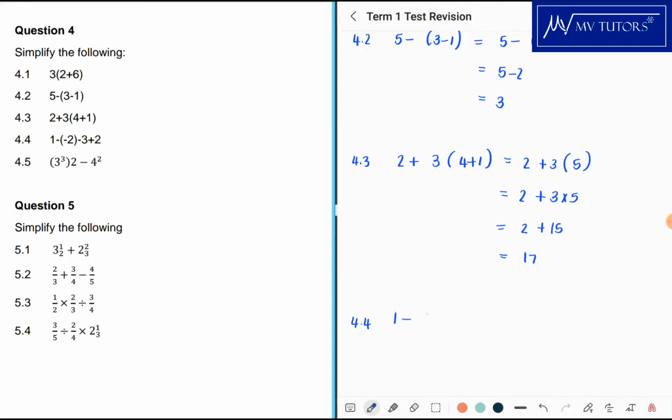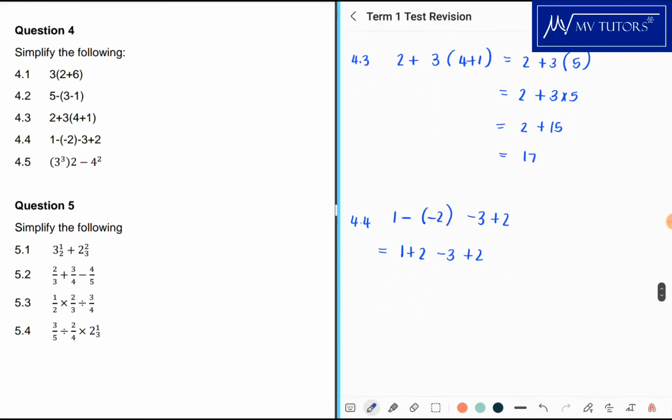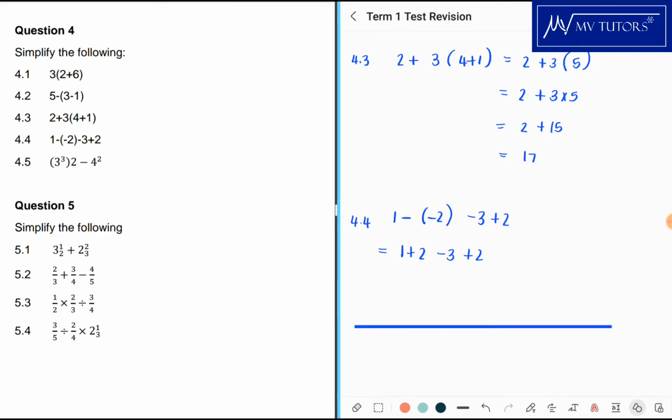All right, now we get to 4.4. We have 1 minus. Now the integers come in. 1 minus minus 2. Then we have minus 3 plus 2. Remember we have a minus and a minus. What happens if you multiply a minus by a minus? It turns into a positive. So we have 1 plus 2 minus 3 plus 2. And if you are uncertain, you can draw a number line just so that you know you're doing it correctly.